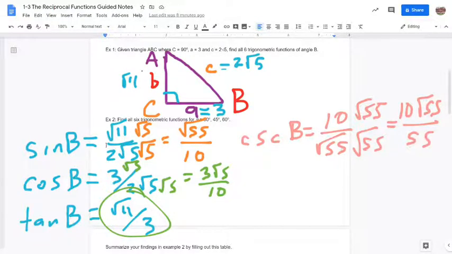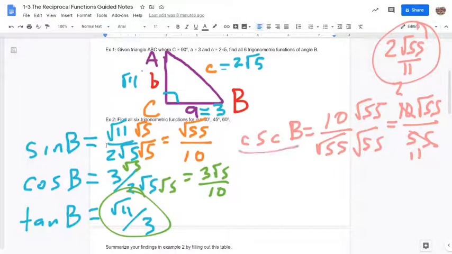Now a lot of times when that happens, you could simplify this fraction here. So since 10 and 55 are both divisible by 5, we could divide both of them by 5, and we get 2/11ths. So we end up getting 2 root 55 over 11, and that's what the cosecant of b is equal to.